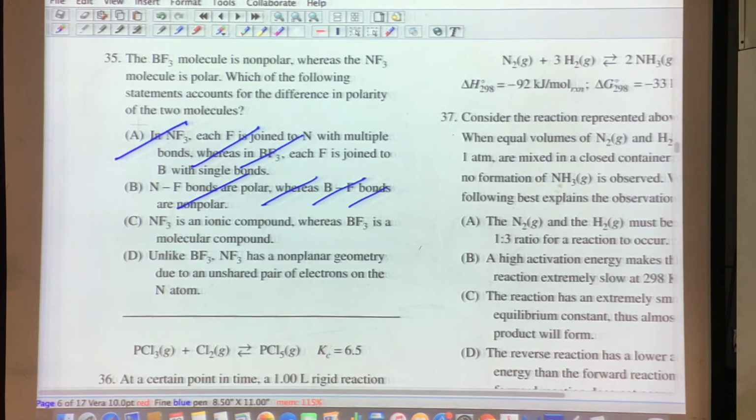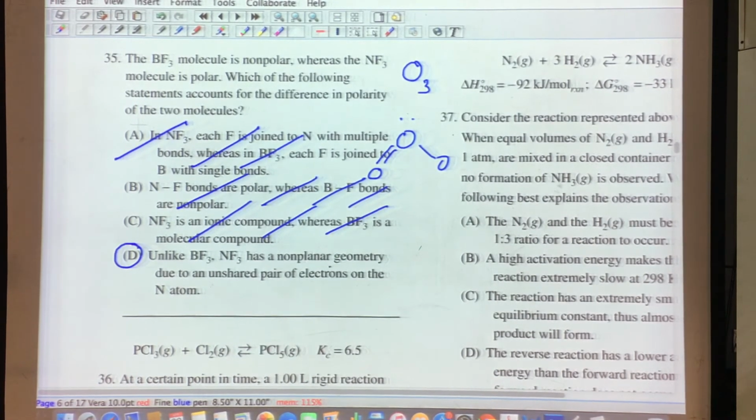There are scenarios where things that have non-polar bonds only can be polar because of their what? Three-dimensional arrangement. Ozone, little fun fact, has all what? Non-polar bonds, but because it's a bent molecule, that creates polarity. Too much info, I know. NF3 is ionic. Non-metal. Okay. So D is the best answer. Unlike BF3, NF3 has a non-planar geometry.